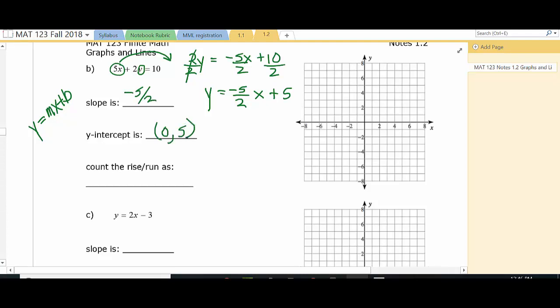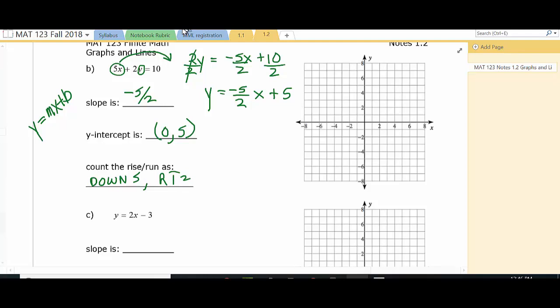Now, look at this. Top number is rise. What are you going to do if it's negative 5? Down. Bottom number's run. It's positive. So right. Now see, that's a negative, that's a positive, so it's down and over. The negative tells you which direction to go. So what you're going to do is count it like this. You're going to go down 5, then to the right 2.